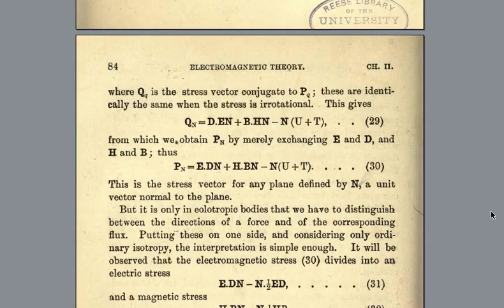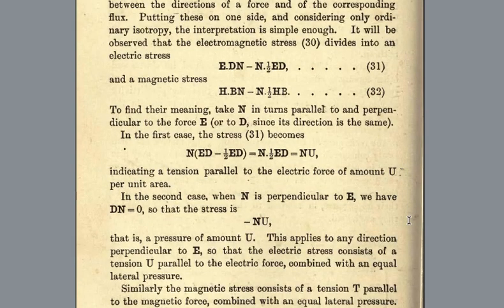That is equation 30. This is the stress vector for any plane defined by N, a unit vector normal to the plane. But it is only in anisotropic bodies that we have to distinguish between the directions of a force and of the corresponding flux. Putting these on one side and considering only ordinary isotropy, the interpretation is simple enough. It will be observed that the electromagnetic stress, equation 30, divides into an electric stress EDN minus N multiplied by 1/2 ED. That is equation 31, and a magnetic stress HBN minus N multiplied by 1/2 HB.